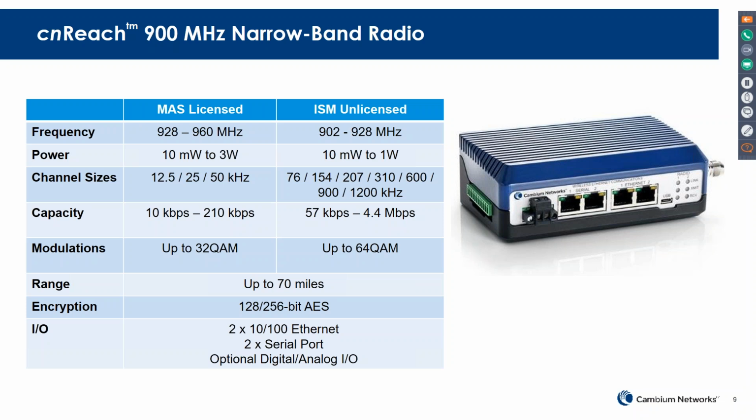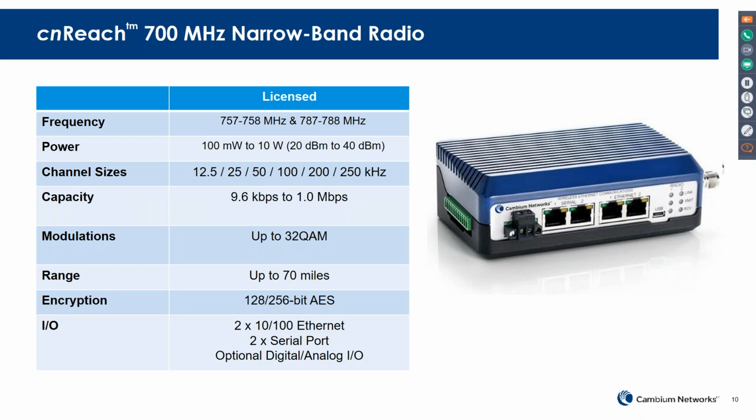Again, range is the same, 70 miles, and encryption, security, and the I/O interface. We have the standard 2 Ethernet ports and 2 serial ports, and optional digital analog I/O. Keep in mind that all these radios can have dual radio port or single radio port.